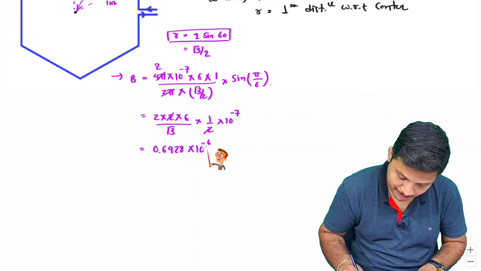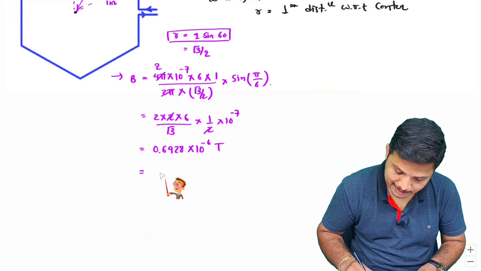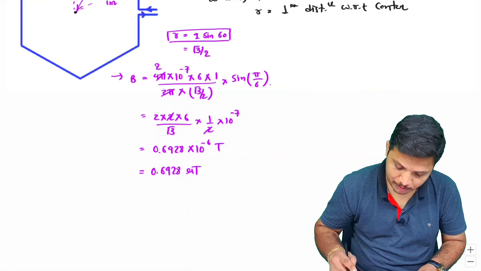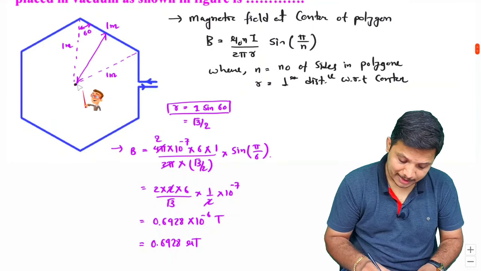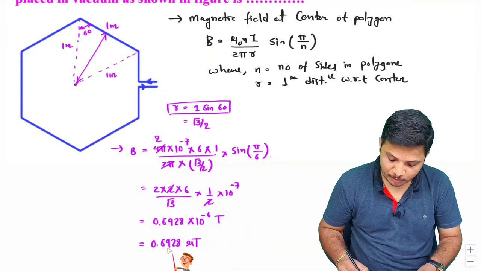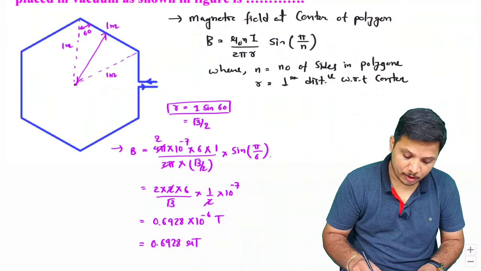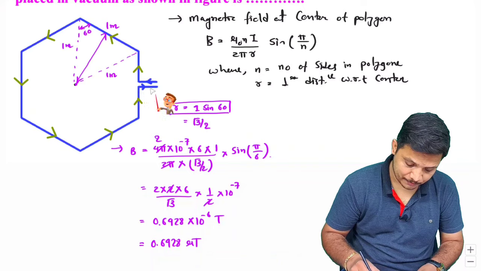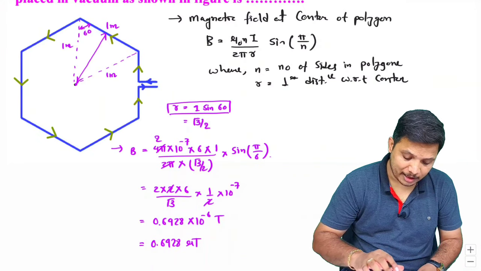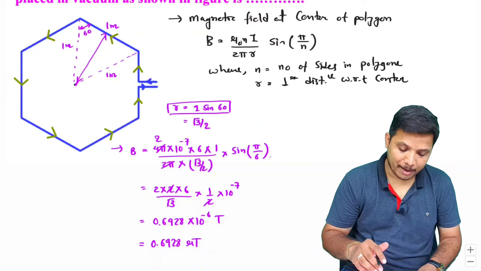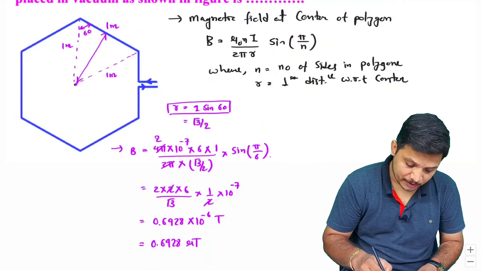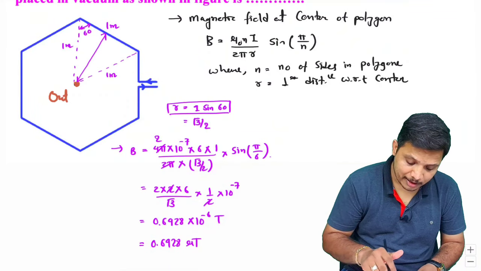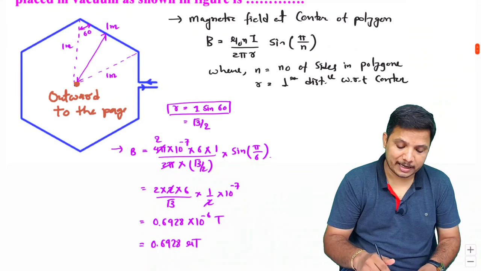And you will observe this is 0.6928 into 10 to the power minus 6 Tesla. So our answer in micro Tesla will be 0.6928 micro Tesla. So at the center, the magnetic field will be 0.6928 micro Tesla. And if you observe the current direction, it is happening in this direction, you see, right? So as per the right hand thumb rule, you can calculate the magnetic field direction. So at the center, it will be coming out of the page as per the right hand thumb rule.